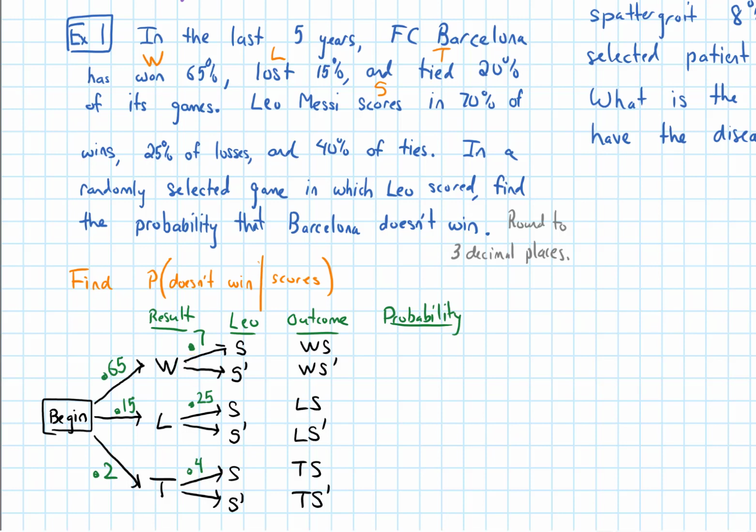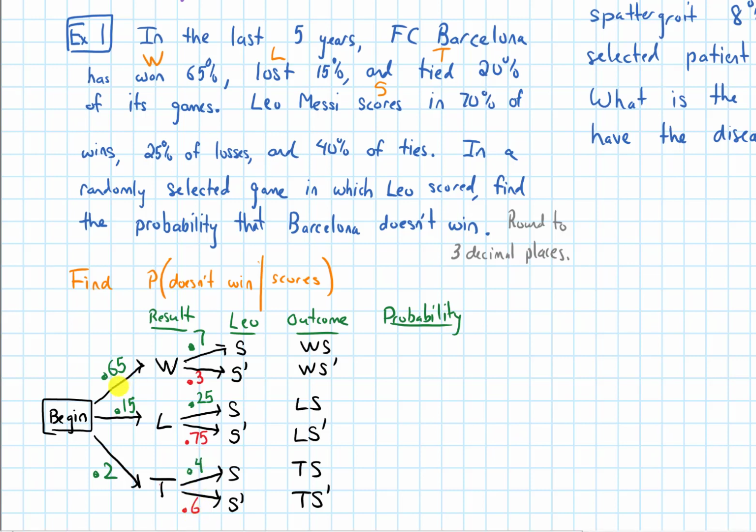And then I can get these missing probabilities. So from W going to S complement, this should be a 0.3, because it needs to add to 0.7 to give me 1. So similarly, down here, L to S complement, this will be 0.75. And then T to S complement, this will be 0.6, so that it adds to that 0.4 to give me 1.